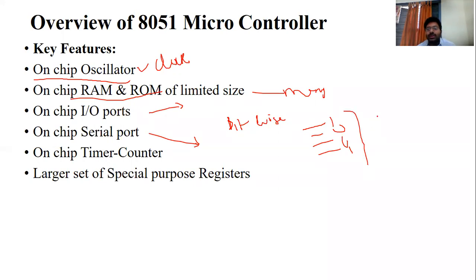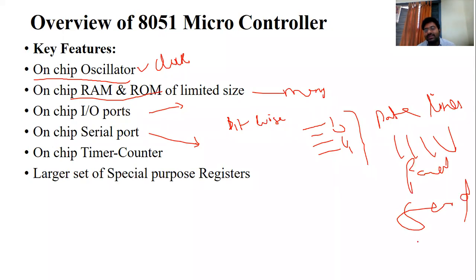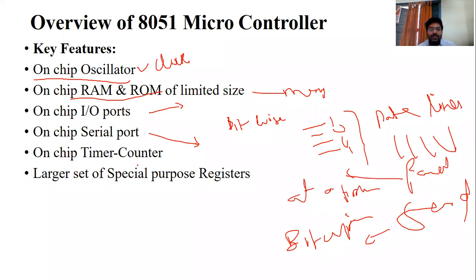How do we send the data? By using data lines. These data lines are connected in parallel, and also serial. In serial, you can send bitwise data, but in parallel, you can send all the information at a time. Then there is the on-chip timer and control. The timing and control is the heart of any computer. It connects each and every component that exists in the microcontroller or microprocessor, and also the input output devices and the memory outside.